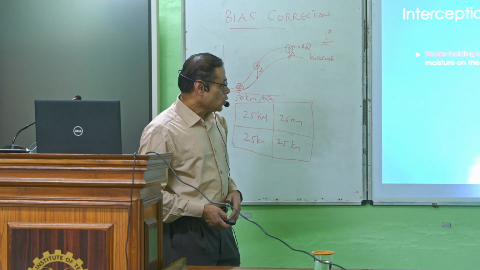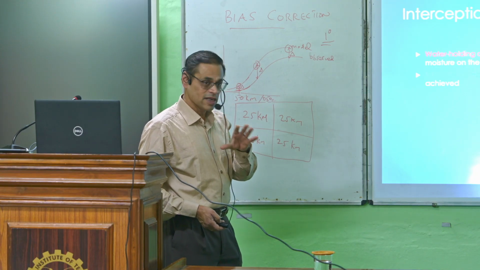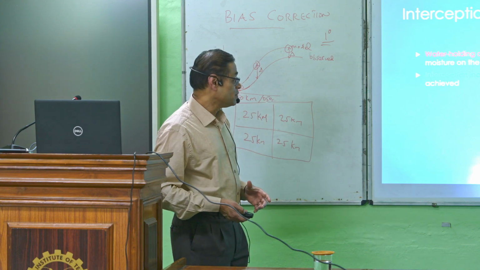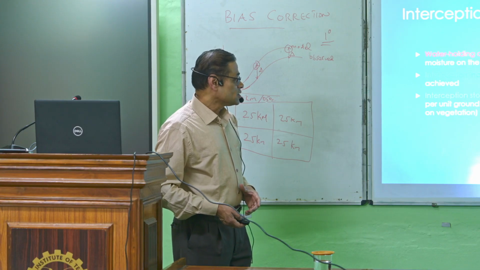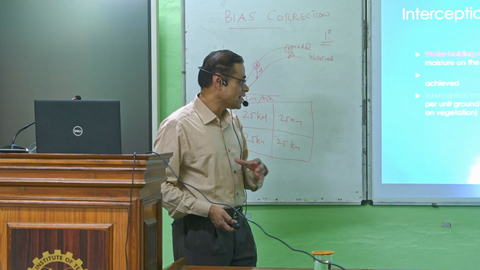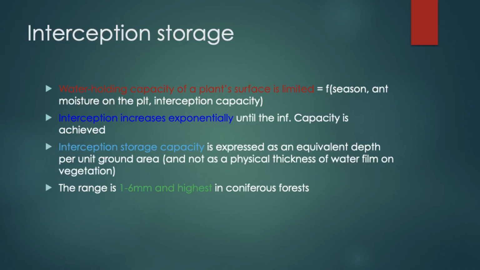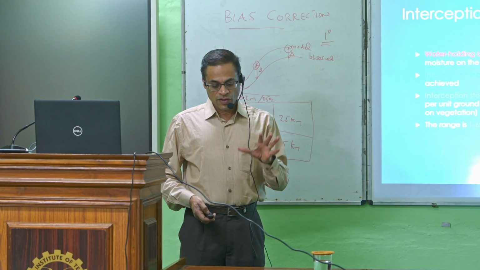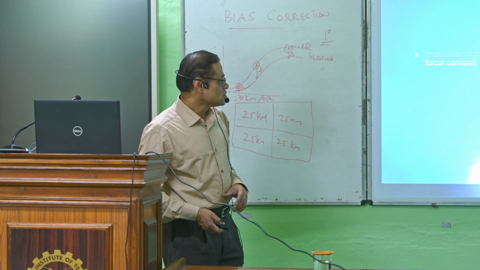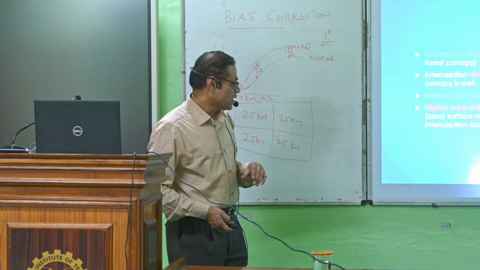Okay. The water holding capacity of the surface is limited again. They don't hold too much, but over an area, the amount of interception can be a big amount. Again, the storage capacity is expressed in terms of equivalent depth per ground area. The range is somewhere between 1 and 6 in the US for coniferous forests. It can change from place to place, but this is a number that people should consider when we are talking about storms of moderate amount of rainfall, to quantify the right amount of runoff. So vegetation matters in the interception.